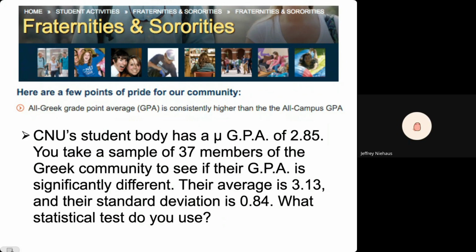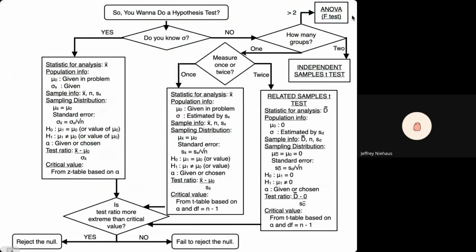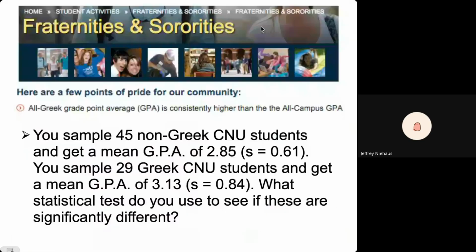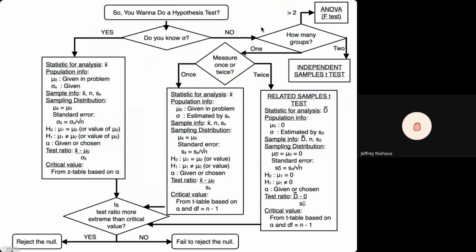What statistical test would you use? This is where we use the hypothesis test flowchart. The first question is, do you know sigma? Well, I didn't give you sigma. All I gave you was the standard deviation in the sample. So that would be a no. How many groups did we have? I only measured one group. I only measured the Greeks. So I do have a population that I can compare that to, but I only measured one group.